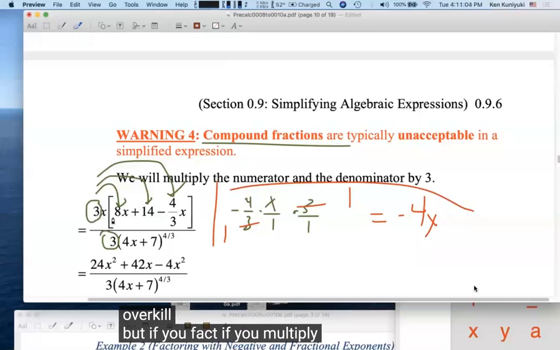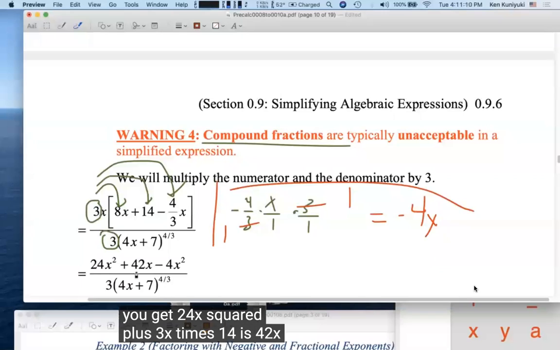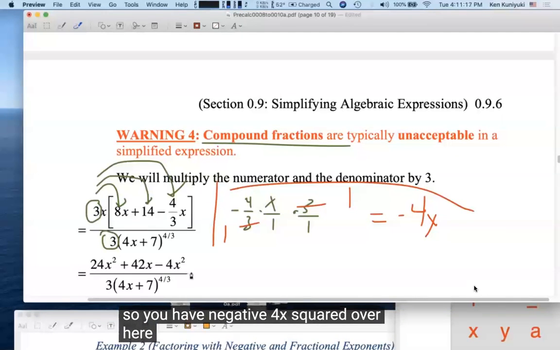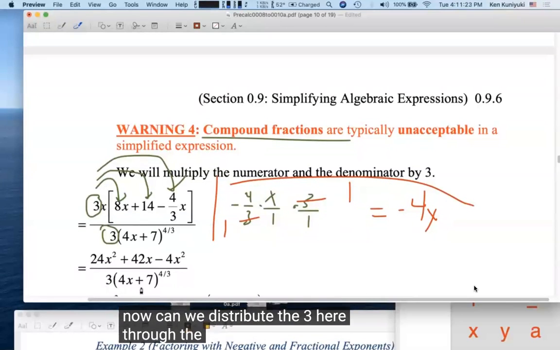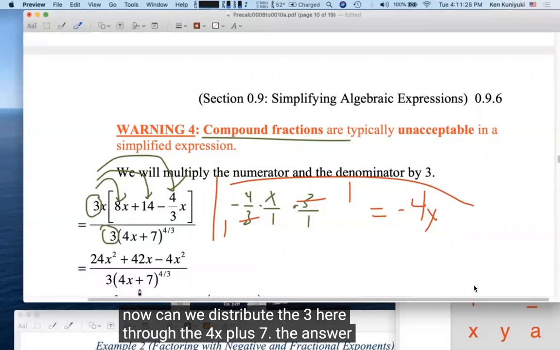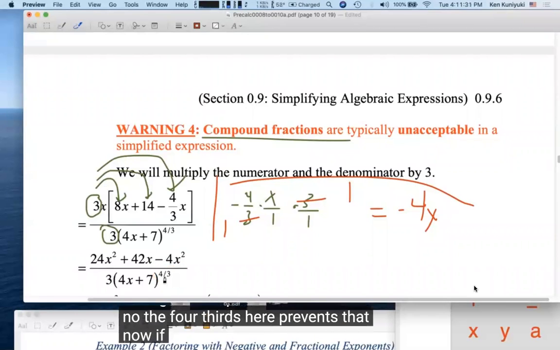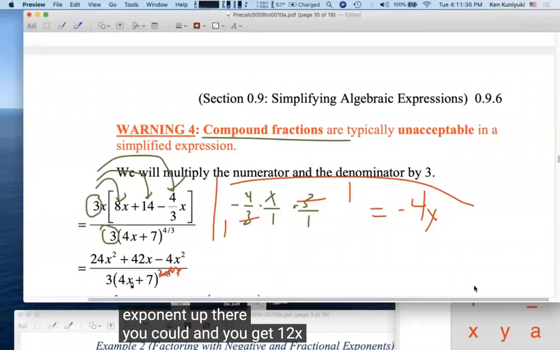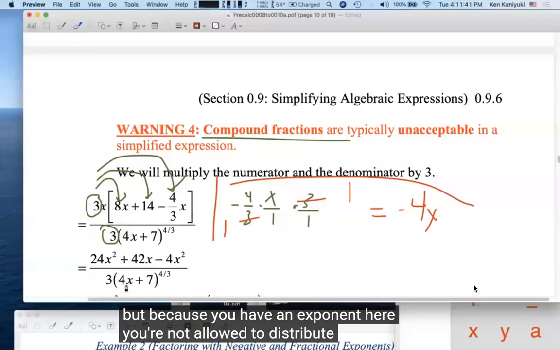But if you multiply in 3x, you get 24x squared plus 3x times 14 is 42x, and then 3x times negative 4/3 x is negative 4x squared. So you have negative 4x squared over here. Over. Now, can we distribute the 3 here through the 4x plus 7? The answer is no. The 4/3 here prevents that. Now, if that were a 1, or if you saw no exponent up there, you could, and you get 12x plus 21 in the bottom. But because you have an exponent here, you're not allowed to distribute easily.